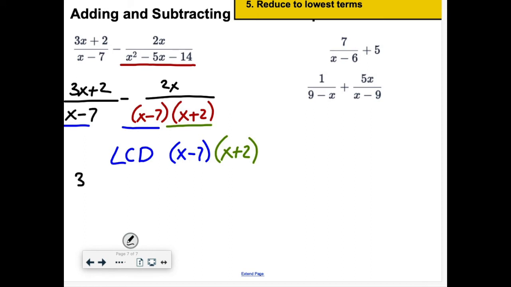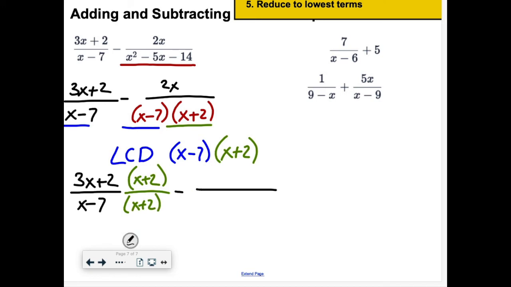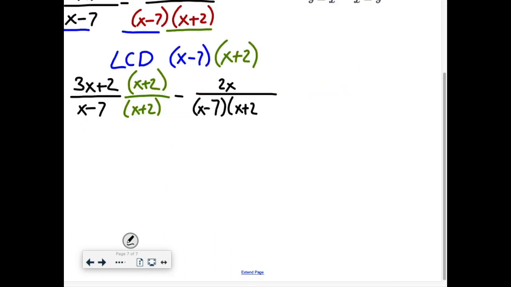So we're still going to have 3x plus 2. We're still going to have x minus 7. And it's just going to have x plus 2 over x plus 2. Second one is just going to remain the same because it already had the LCD as the denominator. So now they have the LCD as our denominator, I'm going to just combine them together. So I'm going to write one fraction. It's going to have the x minus 7 and the x plus 2.